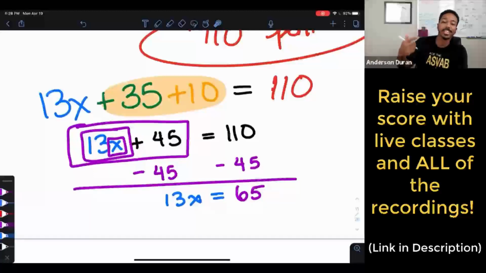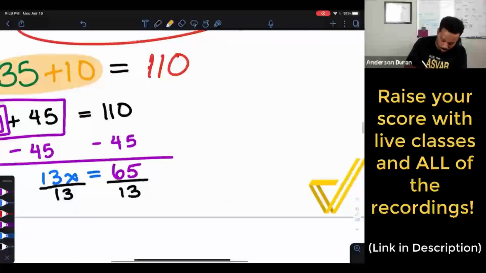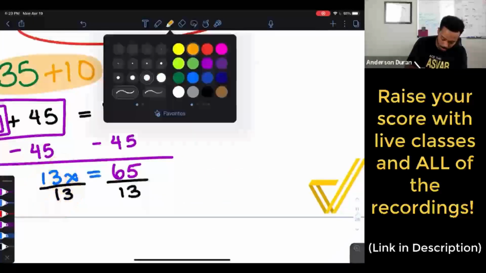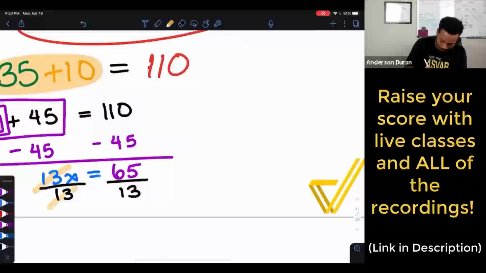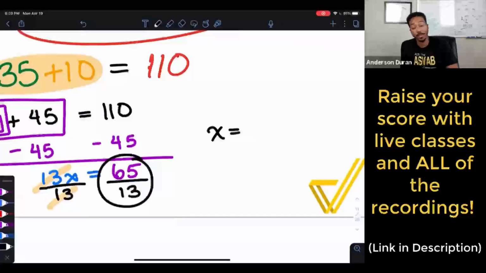But we got to take a look at this and be like, all right, look, right now it's 13 times x. What's the opposite? Divide by 13. That's how you want to think about it. What's the opposite operation? And so with that, we'll divide both sides by 13. And what's that going to give us? Boom, cancels out right there. It gives you x equals, and then you have to understand what 65 divided by 13 is.